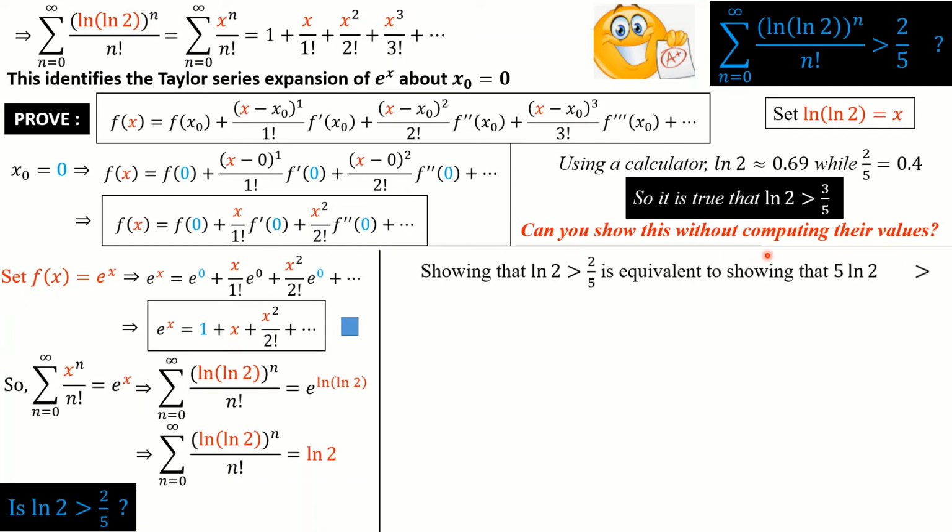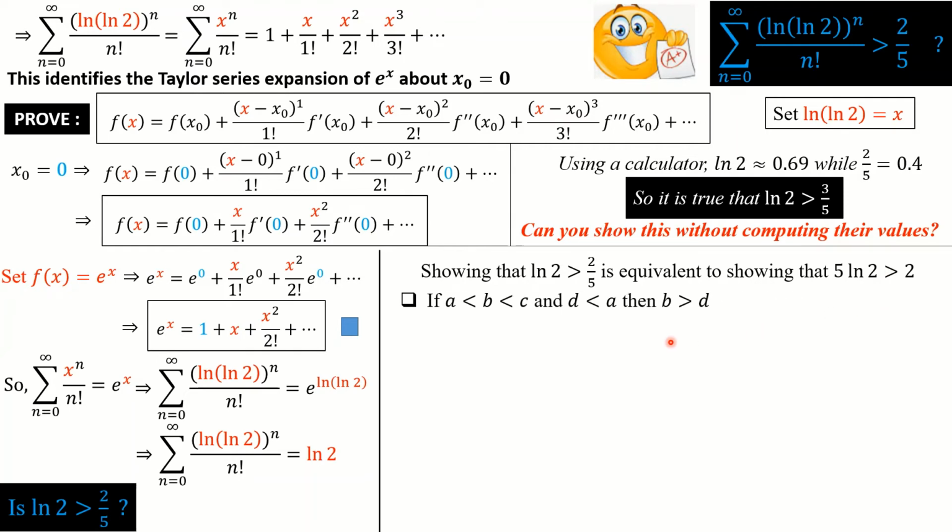Alright, so if I want to show that the ln of 2 is greater than 2 on 5, I can multiply both sides by 5. 5 is positive, the inequality sign remains greater than, and I can still show that 5 times the ln of 2 is greater than 2, clearly. So if I am able to show that 5 times the ln of 2 is greater than 2, I have automatically shown that the ln of 2 is greater than 2 on 5, because from this part here I can see divide all through by 5. 5 is positive, so the inequality sign remains greater than. If it was negative, the inequality sign would reverse to less than. Alright, so that's what we need to show.